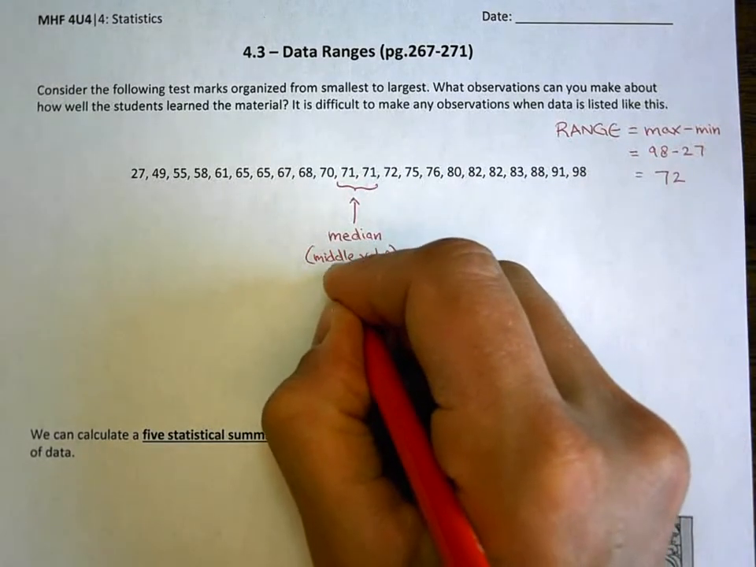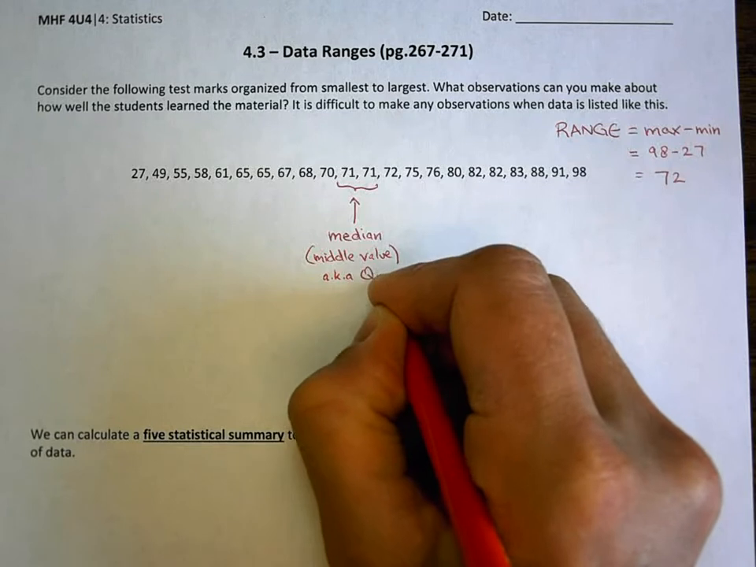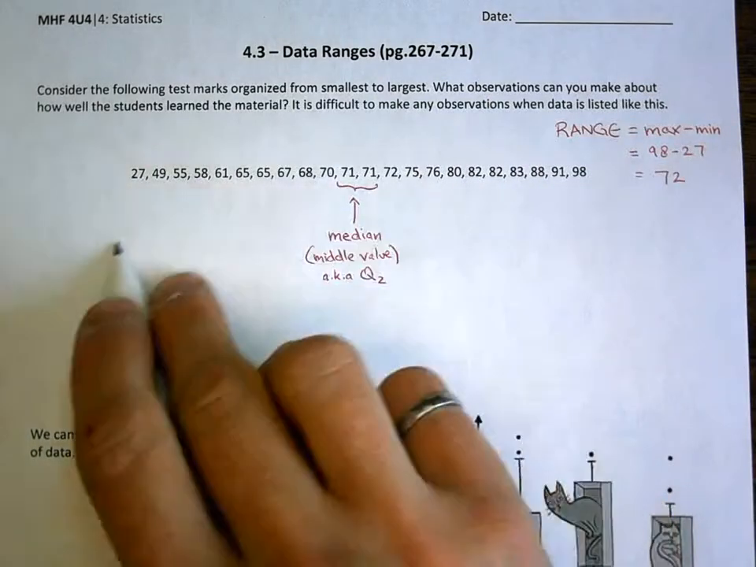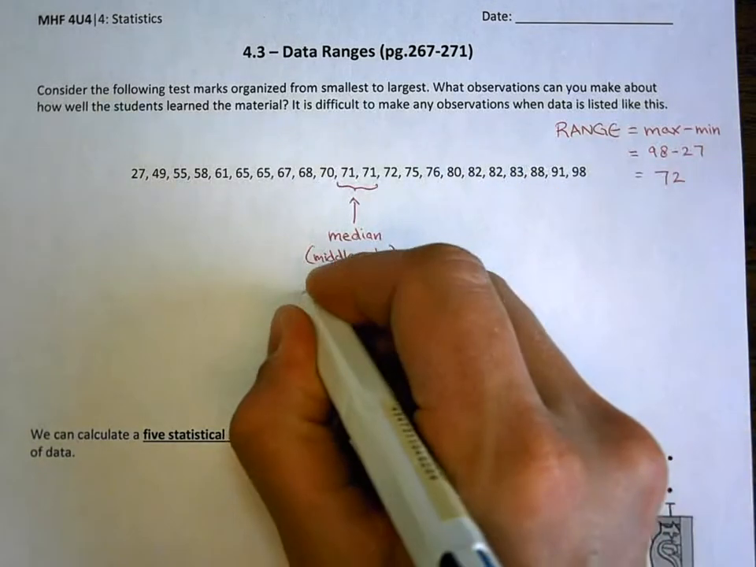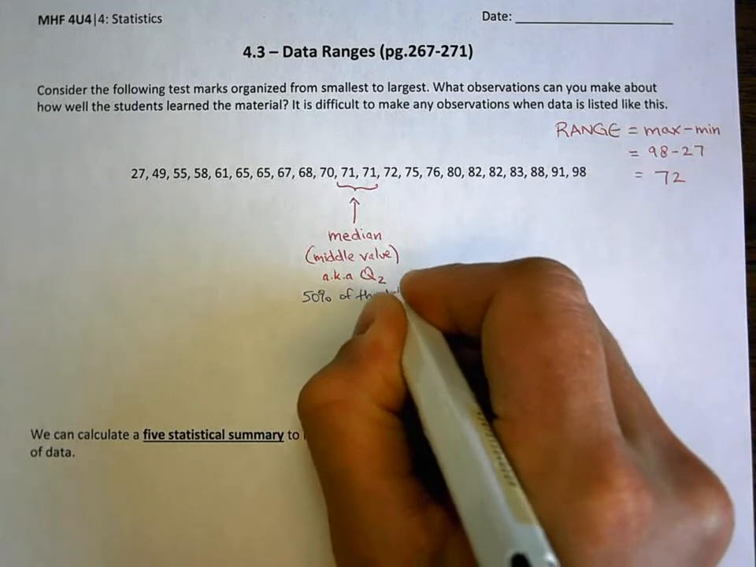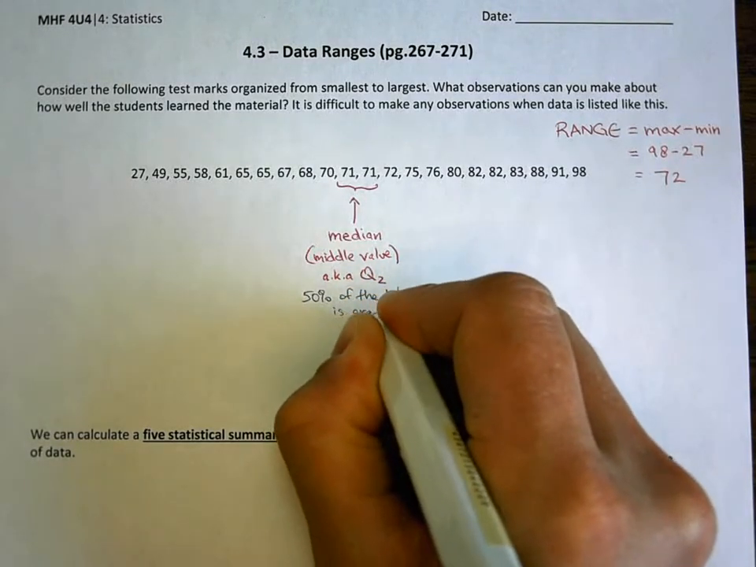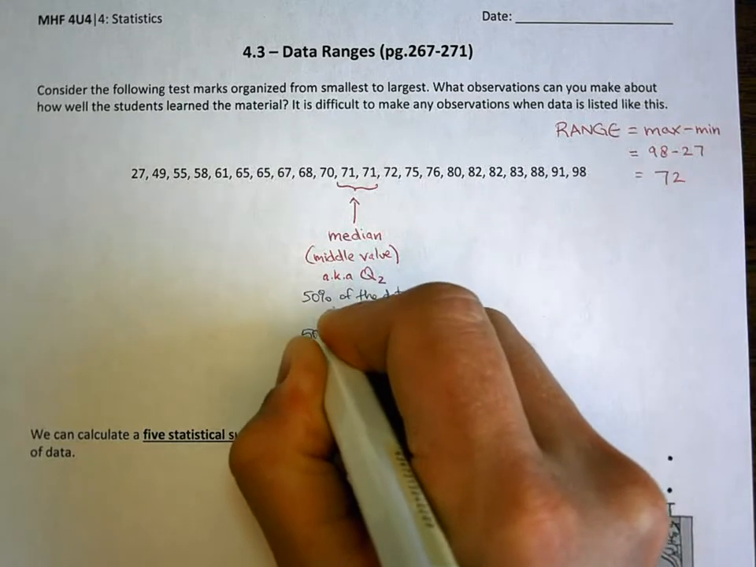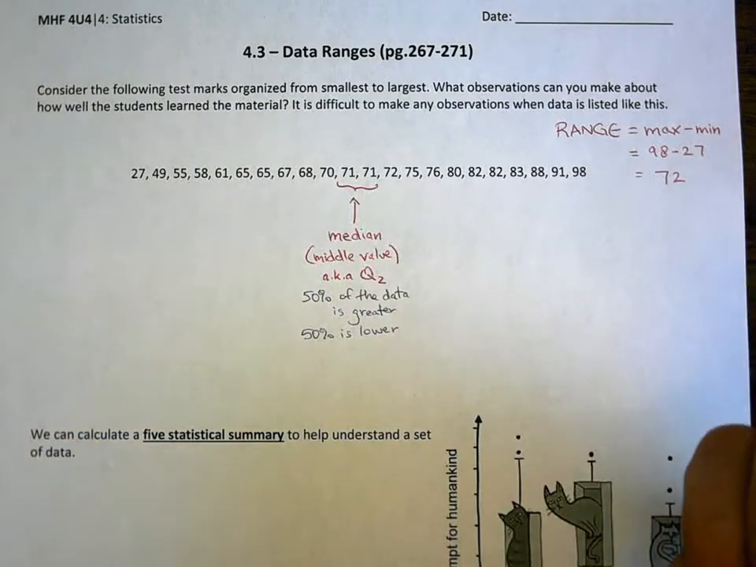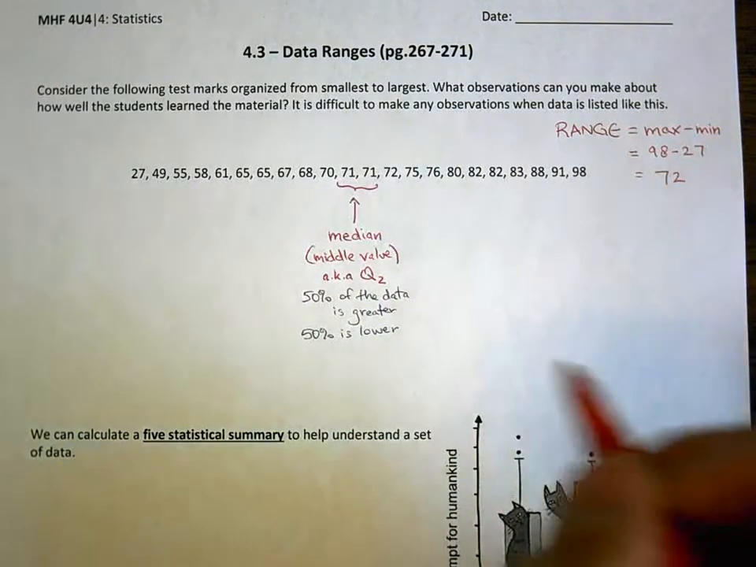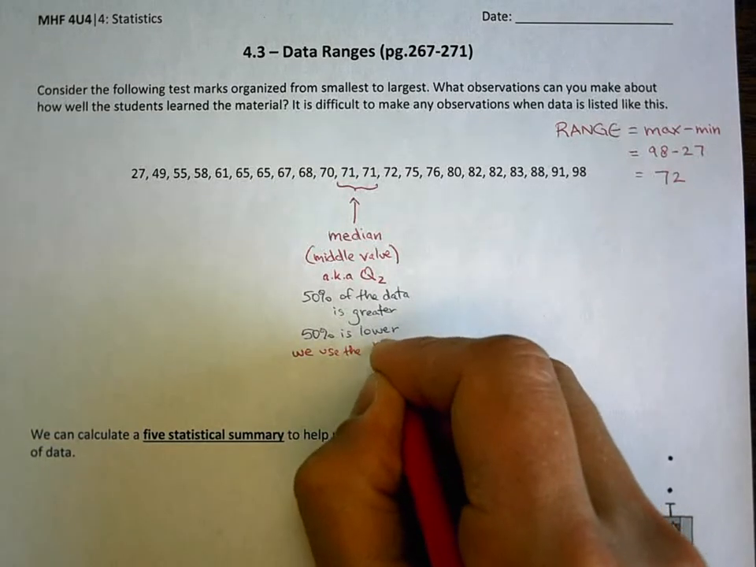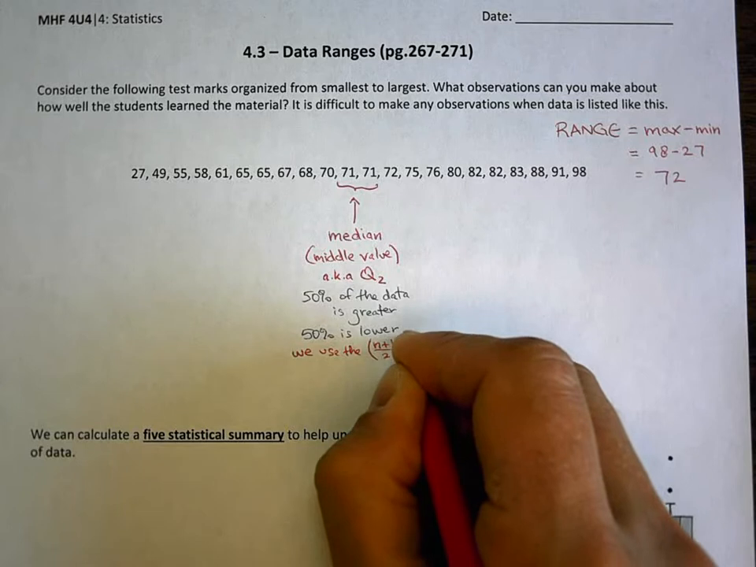which we're going to name today something. We're going to name it Q2. This is the point where 50% of the data is higher, 50% of the data is lower. So 50% of the data is greater, 50% is lower. Now to calculate the median, we already did it sort of. We use the n plus 1 divided by 2 value.